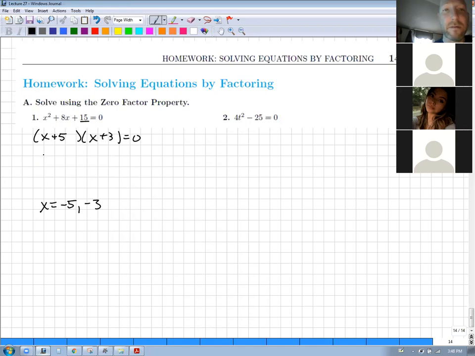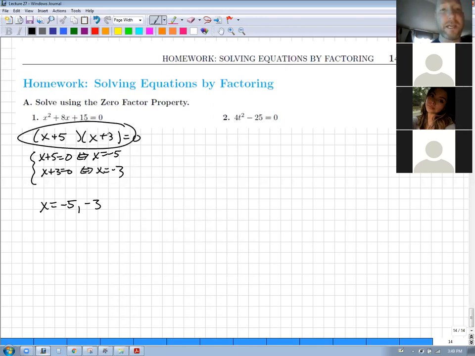All right. So x plus 5 equals 0, or x plus 3 equals 0. So x is -5 or x is -3. That would be showing all your work, but really this is enough. If you get that and you write this down, I know what you mean.